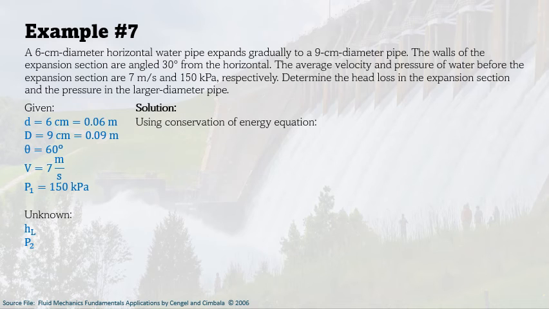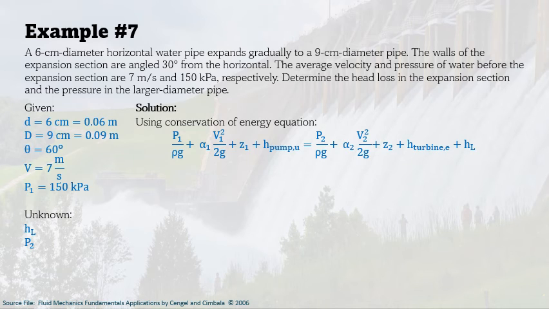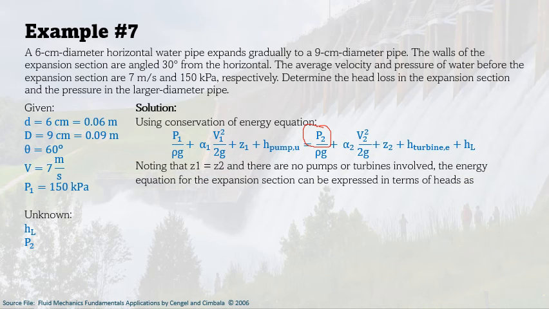So using the conservation of energy equation in the previous lesson, we learned that we can actually get the velocities, the pressures, and all those values using this general energy equation. You can see here the P2, which is the unknown in this problem. So this is applicable also for this situation. Noting that Z1 is equal to Z2, since there are no pumps and turbines involved, the energy equation for the expansion section can be simplified. We can already eliminate Z1 and Z2 since they are just equal, and there are no pumps and no turbines, so we can also eliminate those. So this formula will just become like this.